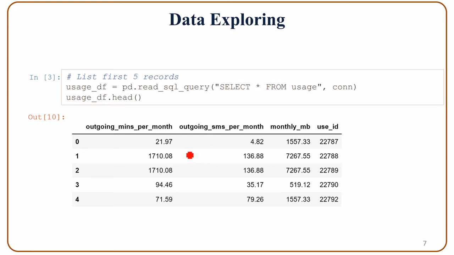The printout is nicer if we use the data frame read SQL query function. So give it the SQL statement and also the condition. The result is a data frame, and then you can just call head on data frame.